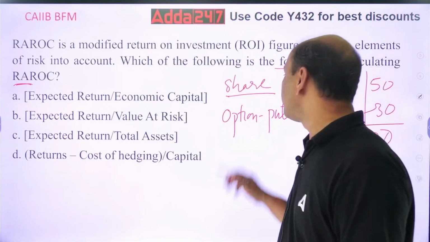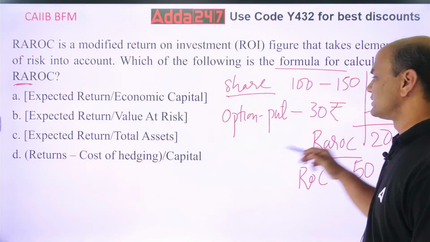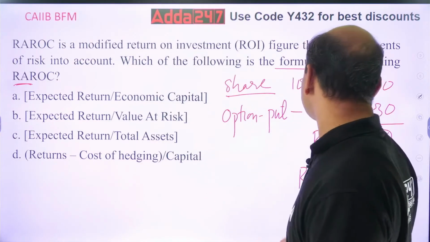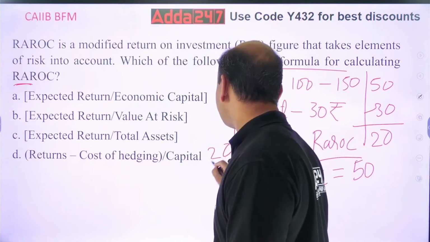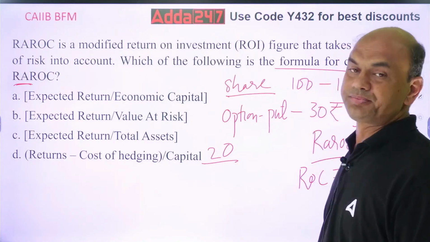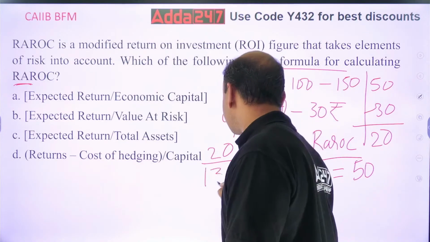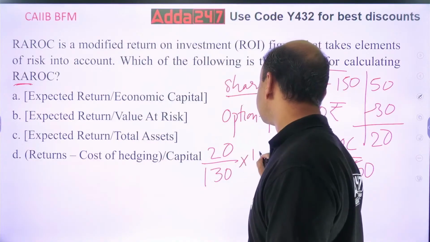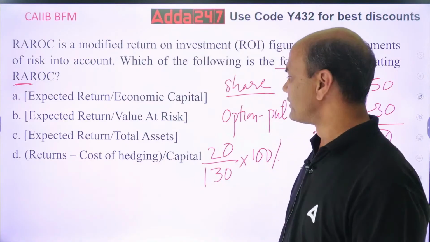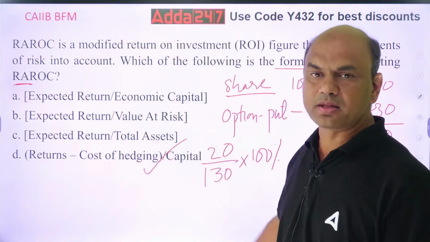So what have we done over here? Returns minus cost of hedging, say this 30, upon capital, whatever you have invested. So what will be my RAROC over here? 20 upon my capital. What was my capital? 100 rupees over here. In fact, not even 100. What was my investment? 130. So 20 upon 130, that is my RAROC, into 100%. Because my investment depends on both. So this is the formula: returns minus cost of hedging upon capital. Got it?